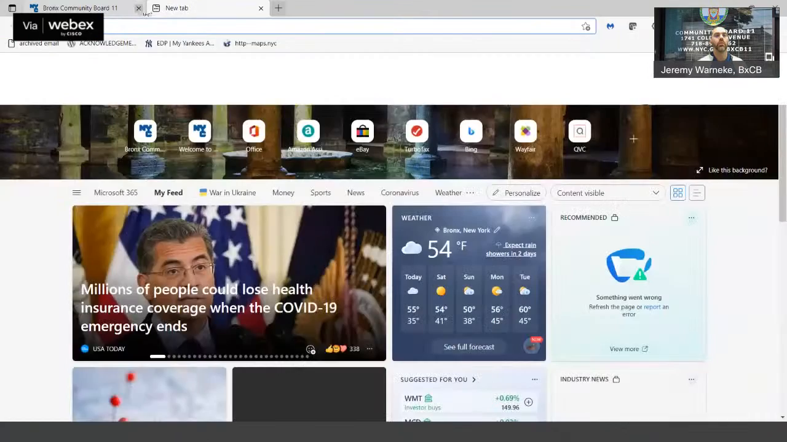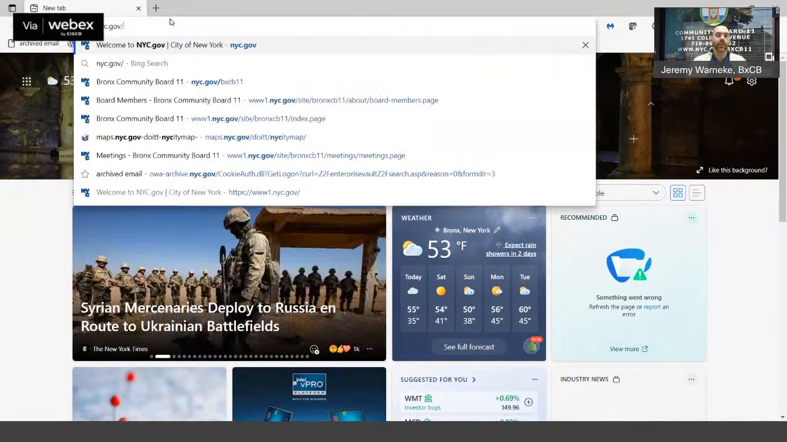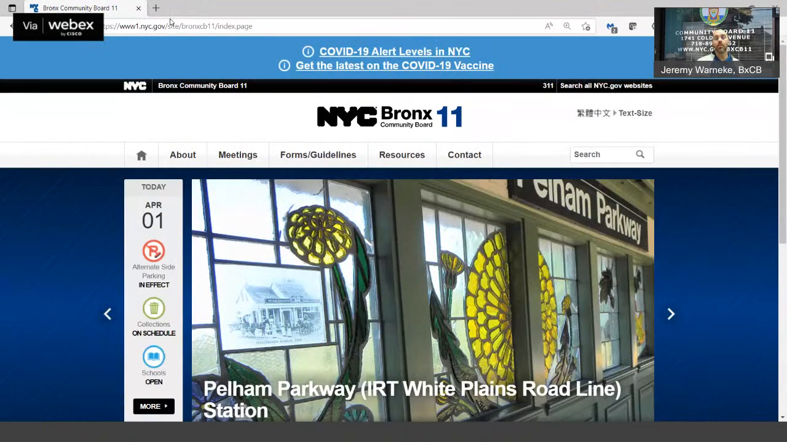This is the Community Board website. Let me just close that. So again, you go to nyc.gov/BxCB11. This is the second iteration of the Community Board website. I became district manager in 2011, and at that time, our website was bronxmall.com. It's a Con Ed sponsored website. As a board member said in December of last year, it was rudimentary.